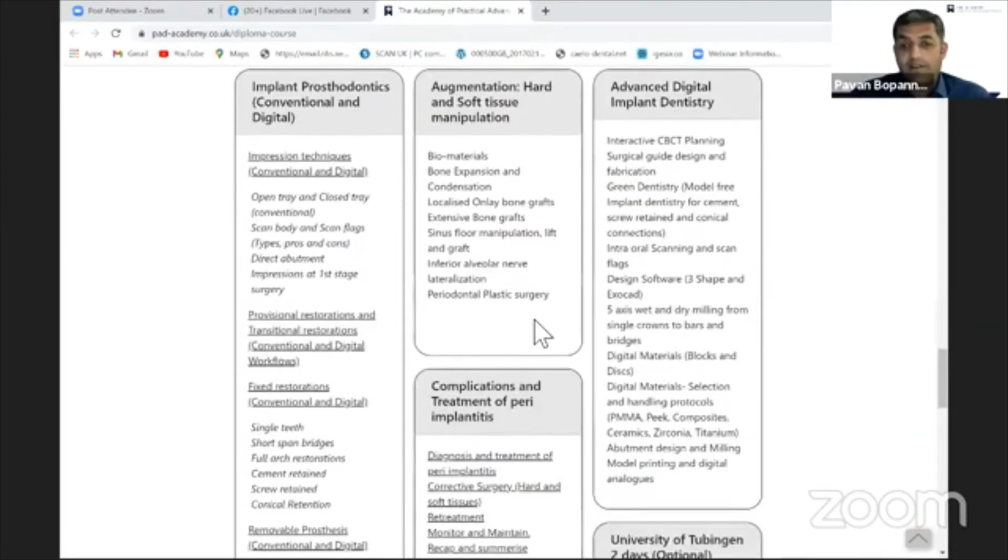Inferior alveolar nerve lateralization, we will have a session on that as well, and a practical session, and periodontal plastic surgery, which is very, very important, as I said earlier. And these things can be applied onto teeth as well. It's not just on implants.